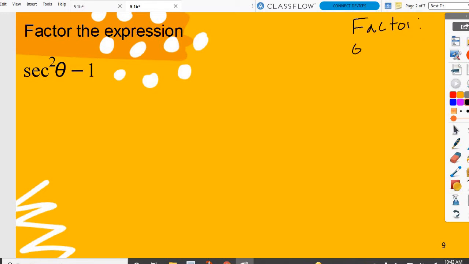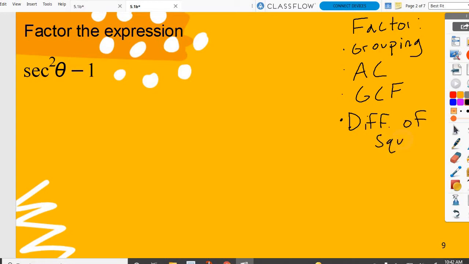So we have factoring by grouping. We have the AC method. We have GCF. You're missing two. Does one of them start with Q? No, it happens to be the one we're going to use on this one. Difference of squares. And then difference and sum of cubes. That's it.